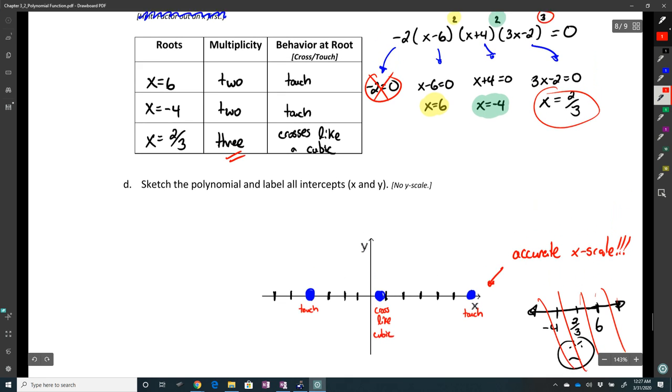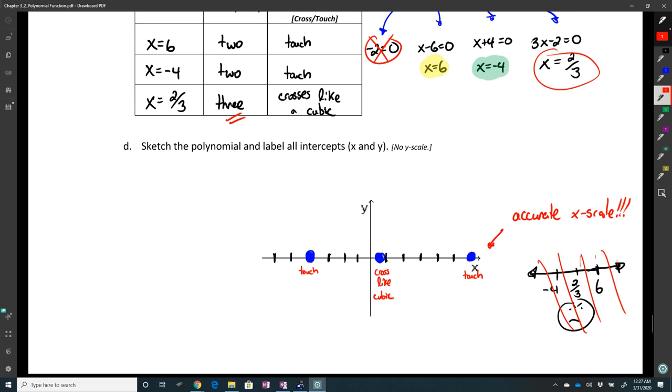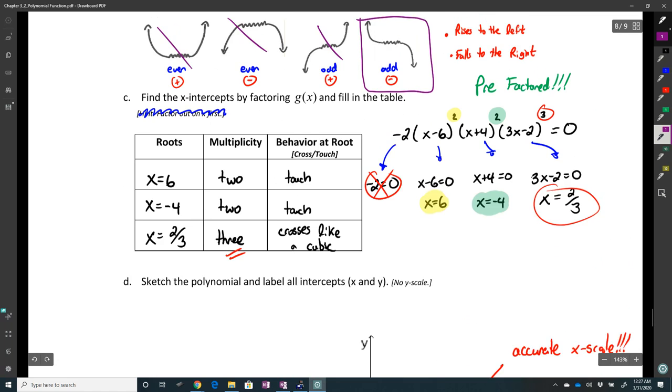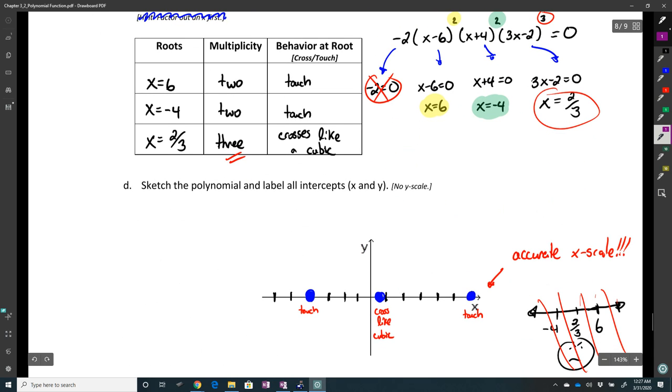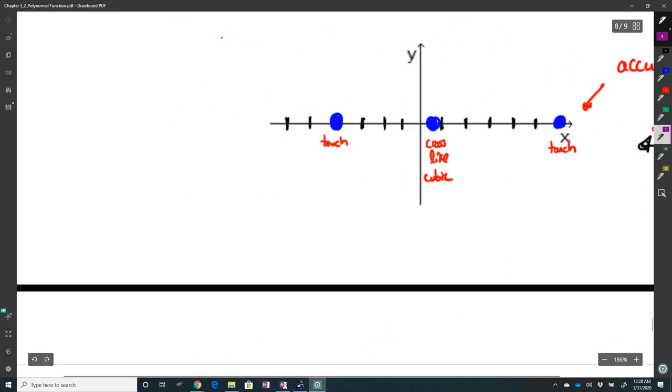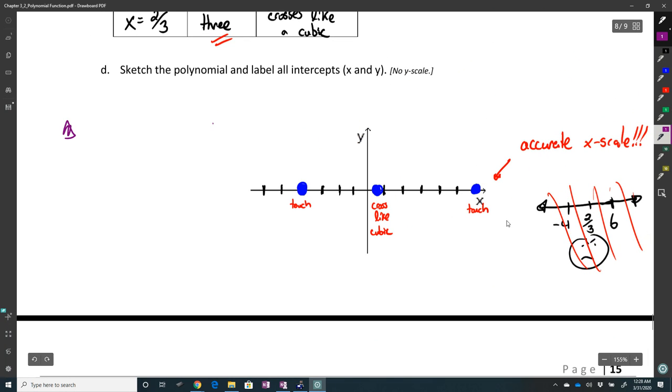Okay? Now, if the question is, in what order? Is it going to touch this way? Or is it going to touch this way? Bounce up or bounce down? So to answer that, that's where the end behavior comes in. I know that after all my x-intercepts are done, my graph is going to look like this. My graph is going to look like that.